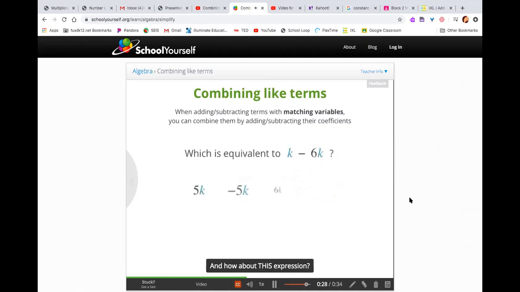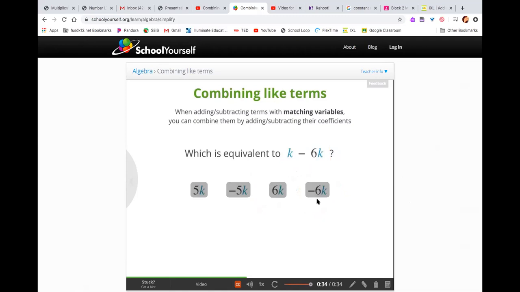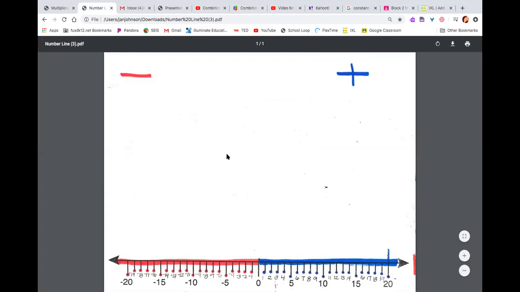And how about this expression, k minus 6k? Which of these expressions is equivalent? Is it going to be 5k, -5k, 6, or -6? Put a number line on here. And I will rewrite the problem. It says k minus 6k.